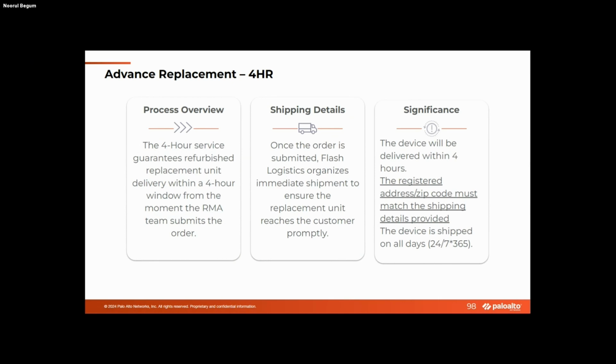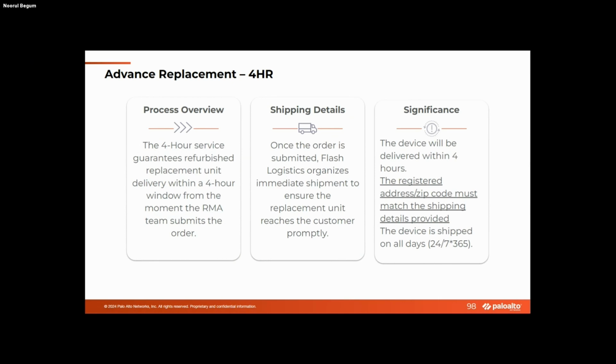So for example, all 4 hours are registered in our system with a specific zip code. So when a customer submits the RMA, if they provided a different zip code from the one in our system, and when we try to contact the customer they are not available, what will happen is this will go under advanced replacement next business day and not a 4-hour RMA.